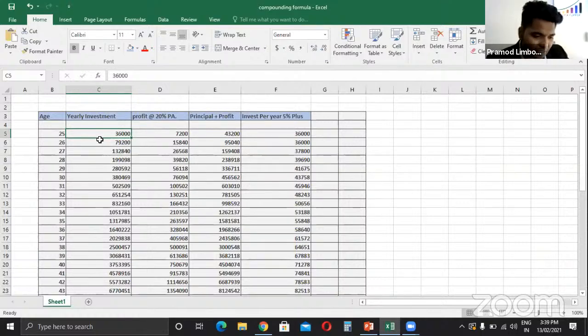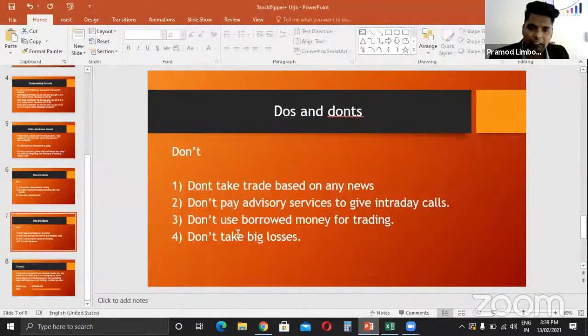Next thing, don't pay advisory services to give intraday calls. This is one of the scariest and one of the worst things you can do in your life. Don't pay anything to these advisory services. What they do is tell you 100% sure you are going to make money. 100% sure. Just invest in this stock, buy this stock, sell this stock.